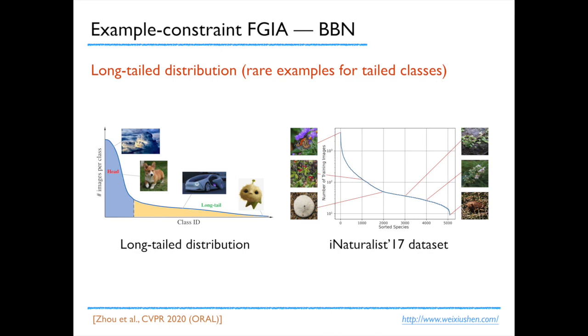Okay, the right figure is the original distribution of the iNaturalist dataset, which was proposed by Grant and Austin in CVPR 2018, and now it is a very famous benchmark in fine-grained recognition and long-tailed recognition.